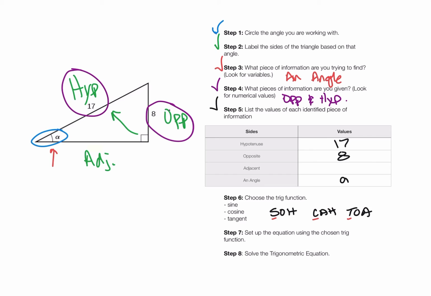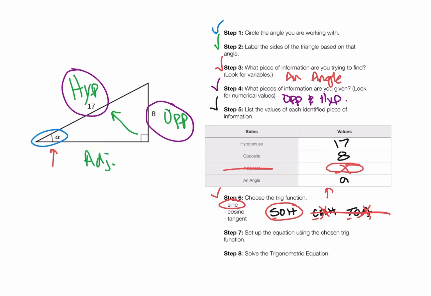But what I want to draw your attention to is step 5. Step 5, we don't have any information for the adjacent side. So we cannot pick a trigonometric function that uses the adjacent side. So cosine uses the adjacent, and so does tangent. Now, because they both use the adjacent value and we don't have that, we cannot use them. So the trigonometric function we're going to use is sine, okay? And that takes us to step 7.